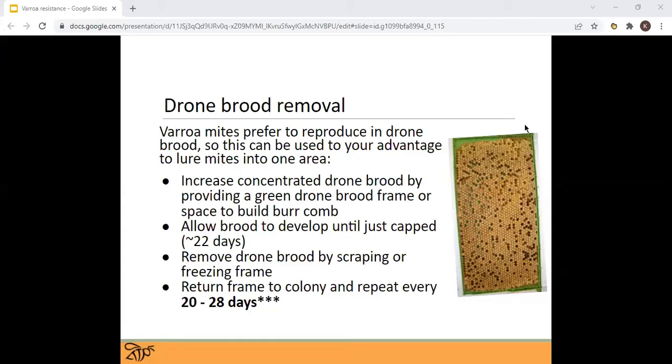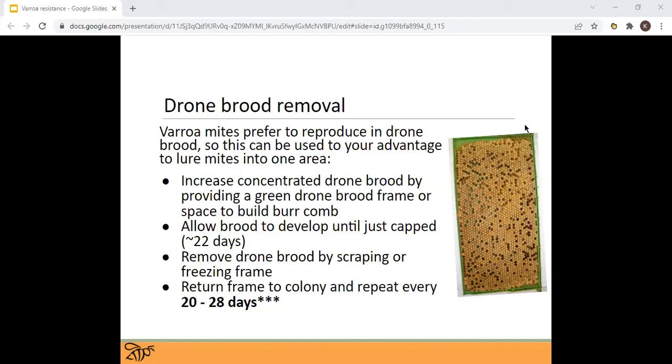This works by encouraging the bees to produce a large amount of drone brood in a concentrated area in your hive. You can accomplish this in a number of ways. A really easy way to do it is to give your hive a green drone brood frame. These are plastic frames that you can buy at any bee supply store, and the cell pattern that's printed on the foundation is a larger cell size, and that makes bees use it as drone brood. So when the bees draw it out, the queen will lay drone brood in this frame.